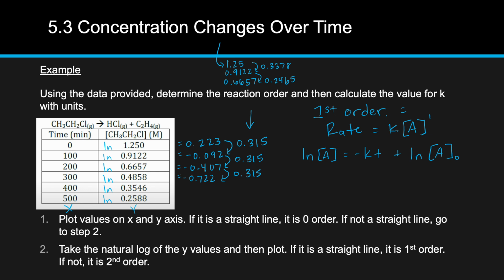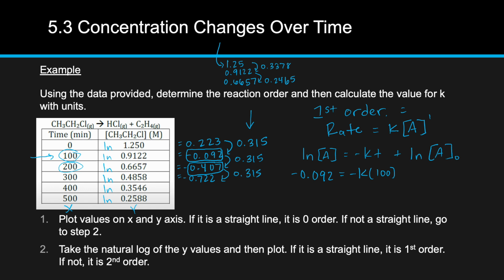So we calculated our natural log of concentration we're going to use for 100 minutes, and we calculated the natural log already to be negative 0.092, so we're going to use that value. That's going to equal our negative k, which is what we are solving for, and we are using 100 minutes for time. So keep in mind you could have used something else. You could have used this negative 0.407 with 200 minutes, but I just chose the 100-minute value.